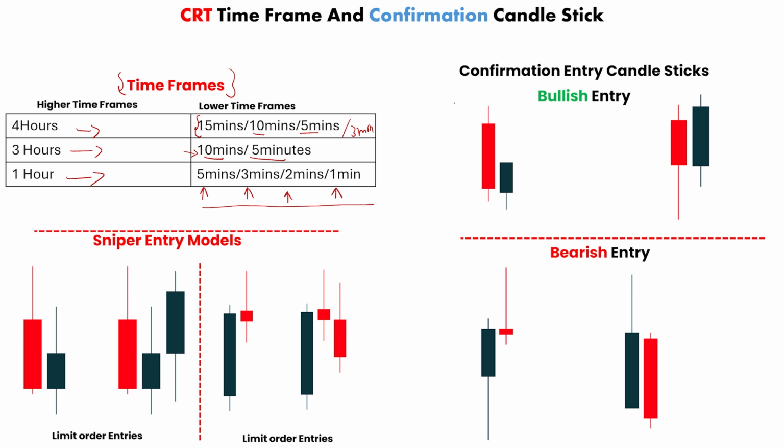So this is your confirmation for a bullish entry. You are going to look for a rejection like this, or you are going to look for a bullish engulfing candlestick like this. For a bearish entry, you're going to look for a rejection like this, or a bearish engulfing candlestick like this.